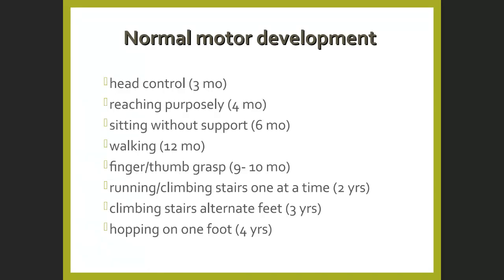All right, so we also need to remember various milestones in motor development, and these include attaining head control at 3 months, being able to reach purposely for objects at 4 months, being able to sit without support at 6 months. Can somebody give me another fine motor milestone that's achieved at 6 months?